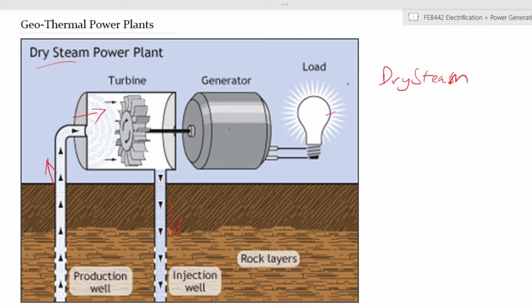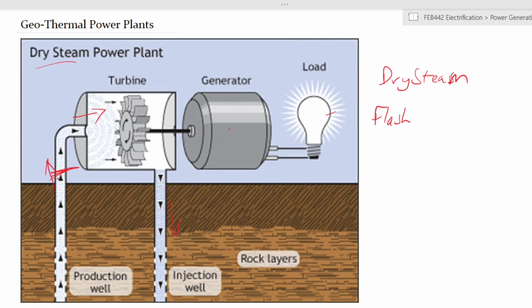Another form is what we call flash steam. Flash steam is whereby the steam is not superheated. So it is not dry steam. It has an element of water in it. So it needs to first be separated off at the point where it has reached the surface, and it becomes flash steam because it expands out, and that is what powers your turbine.